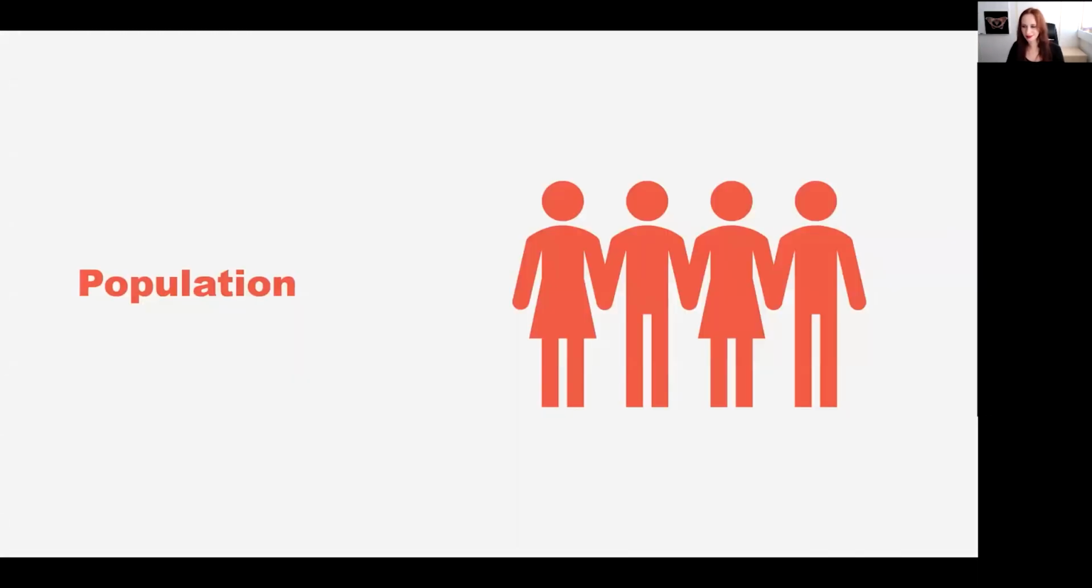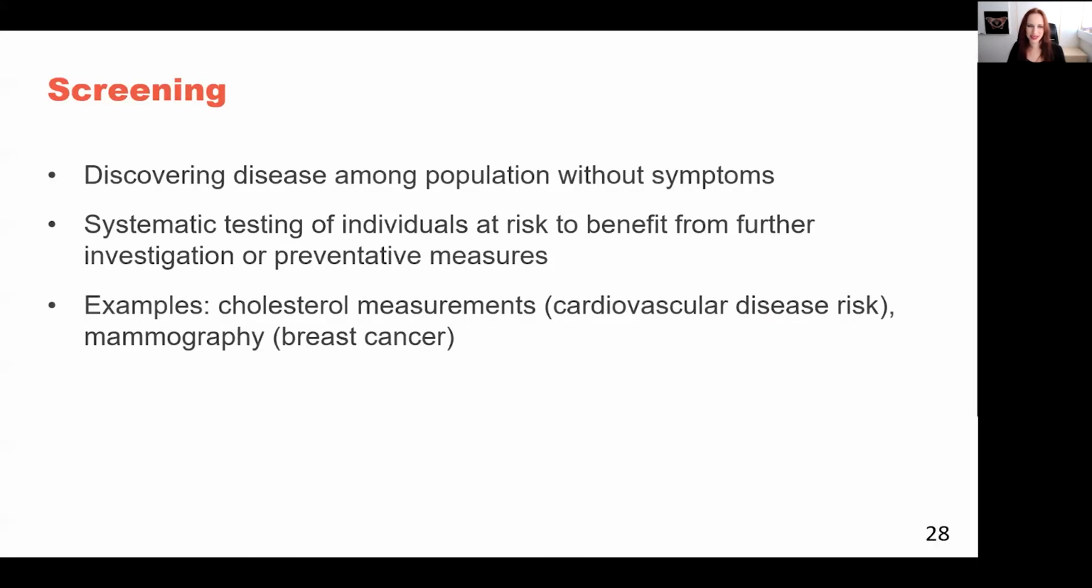The last skill, I'm trying to speed up so you still have some sort of break after this. The last skill to cover will be the population skill. And here you can talk about several things regarding the population. First of all, there's screening. And screening is about discovering disease among a population without symptoms.